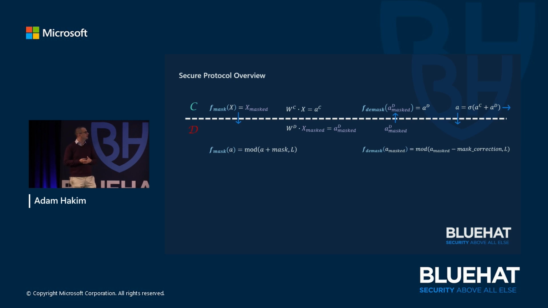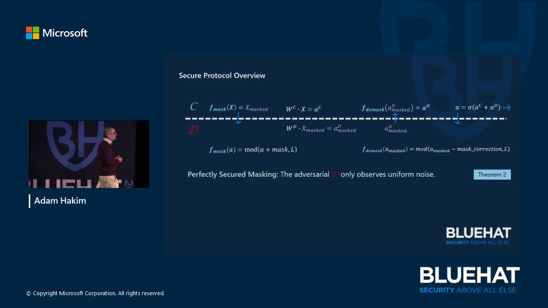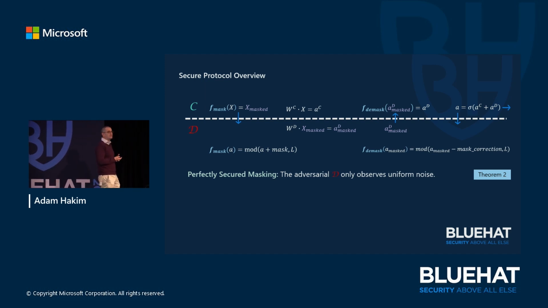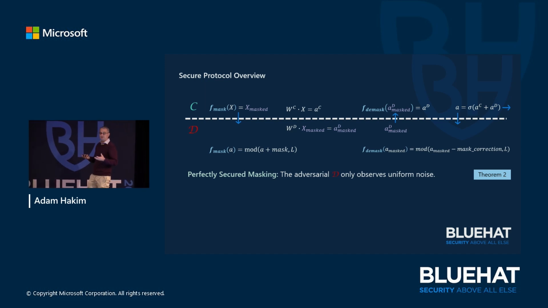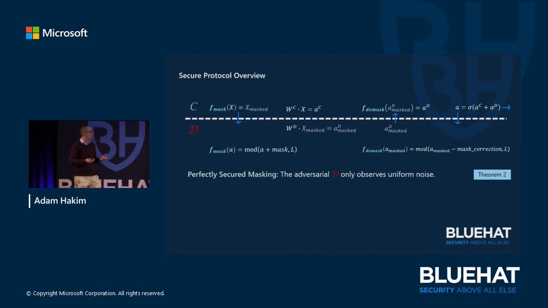So we have a theorem that shows that this is perfectly secure. Adversarial D only ever observes uniform noise, which it cannot use in any way to learn what WC is, thanks to this masking.